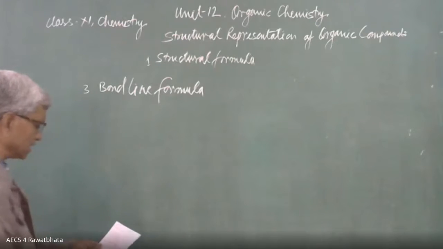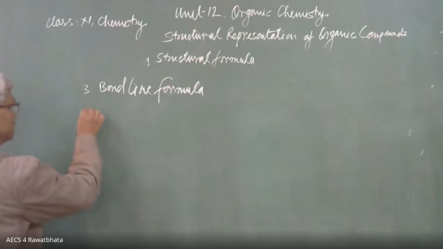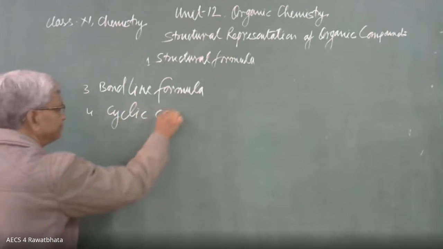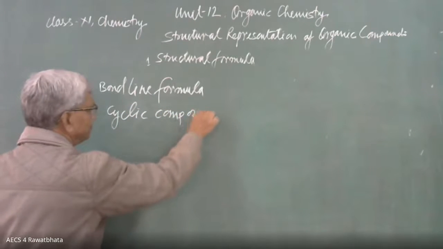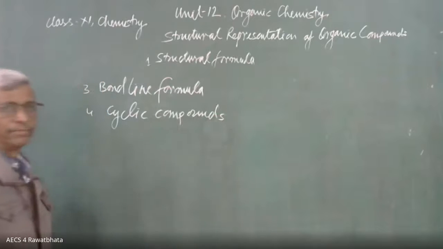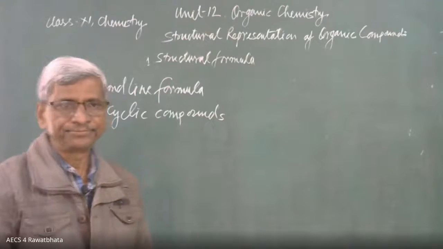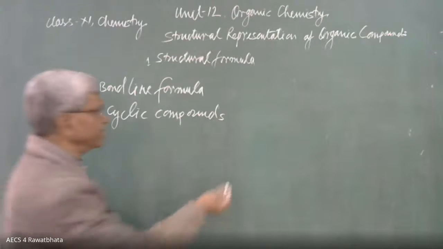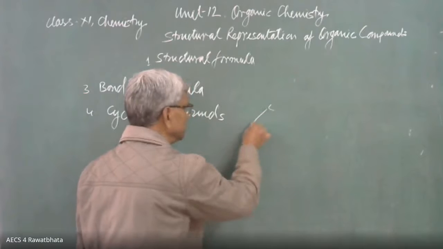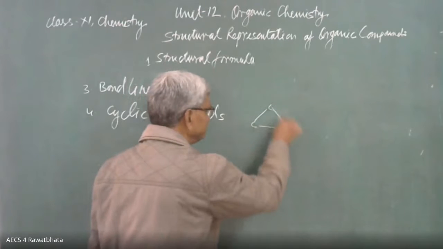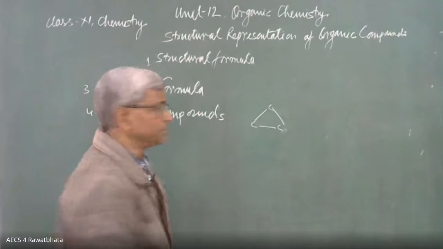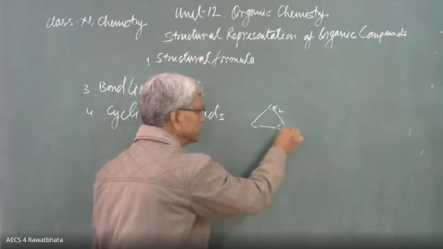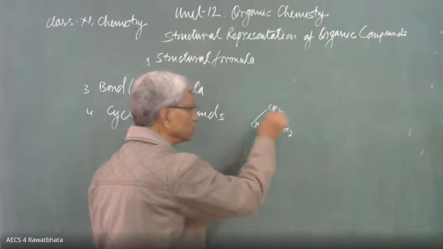The fourth one is cyclic compounds. Cyclic compounds, their formula, how to write. Like 3 carbon atoms, a cycle starting with 3 carbon atoms. Here it is like this. These are the carbon atoms. Then hydrogen, 1, 2 bonds present, CH2. 1, 2 here, CH2. And here is also CH2.